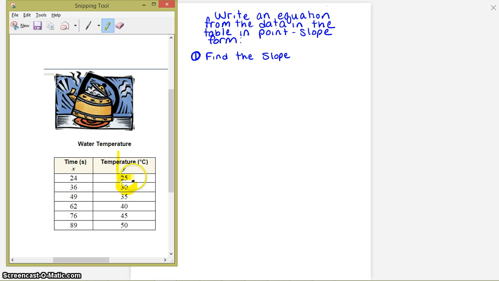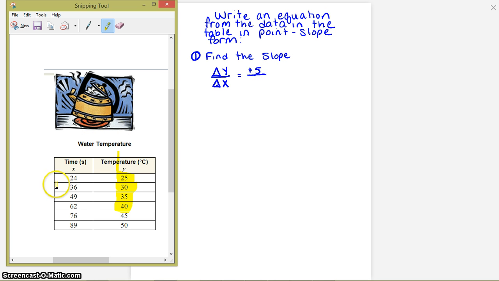So the change in y is obviously 5, right? It's going positive 5 each time. 25 to 30, 30 to 35, 35 to 40. That's going to be my numerator for my slope, the change in y. Slope is the change in y over the change in x. So my change in y is positive 5. It's getting bigger by 5 each time.